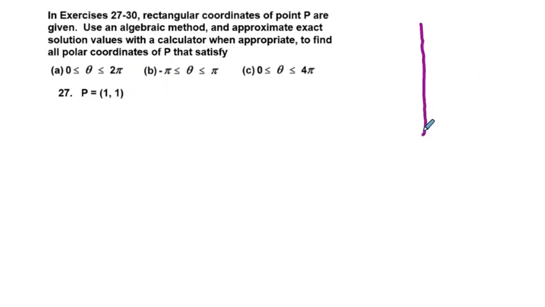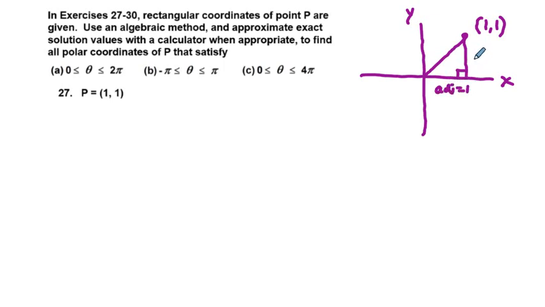So we come over here and we have point P is 1, 1. Now, I hope you recognize that's going to be in this relative location on the XY coordinate plane. And if we have a point here, 1, 1, what we have is an x value, or an adjacent side, equals 1. We have an opposite side equal to 1 also. And we have an angle here of, I hope you recognize that, the angle is going to be pi over 4.